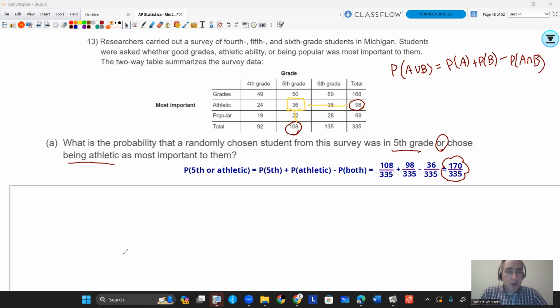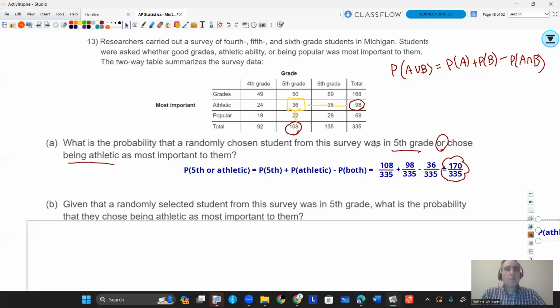Now let's look at the next part. All right, guys, the next part is, given that a randomly selected student from this survey was in 5th grade, what is the probability that they chose being athletic as the most important to them? I'm going to erase this.